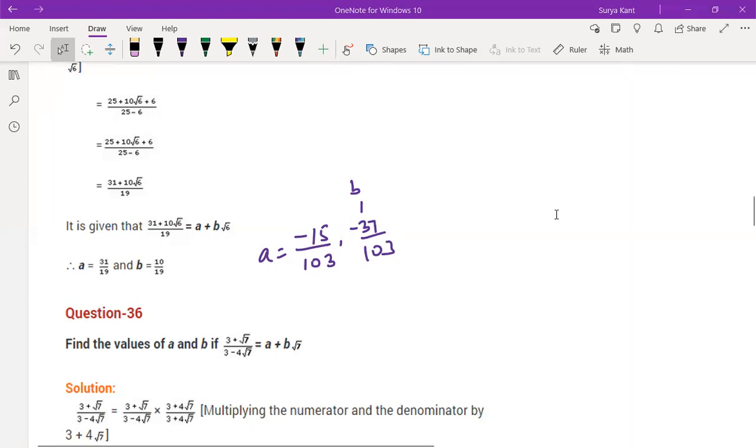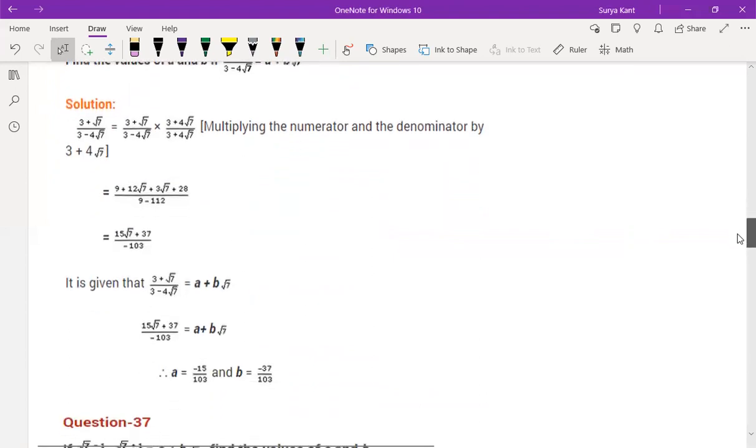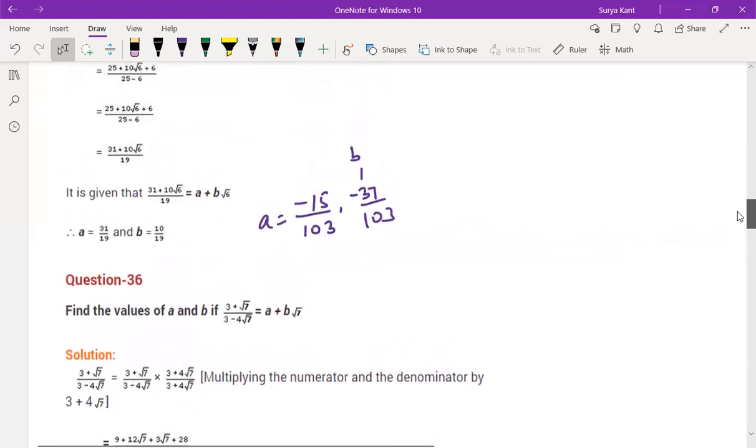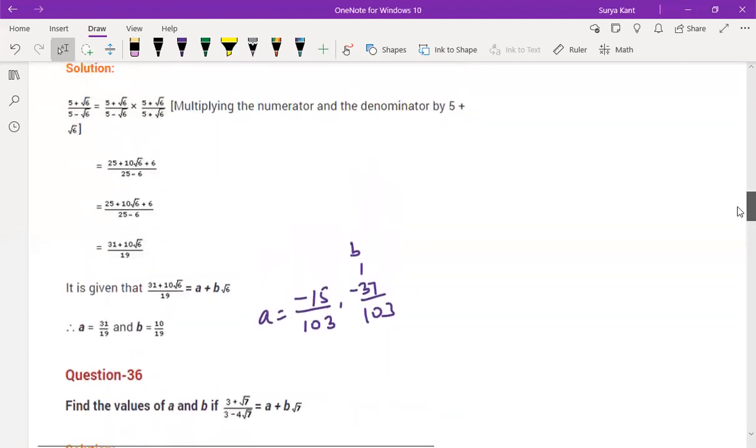Akshit, what answer are you getting? So minus 15 by 103 is B. Minus 15 by 103, that is A, right? B, sir. Okay. Then what is A? Minus 37 by 103. You are getting the opposite, right? Yeah, the opposite of this one. Actually, the answer is A is minus 15 by 103. This is the correct answer. What Shriyanvi told is the only correct answer.